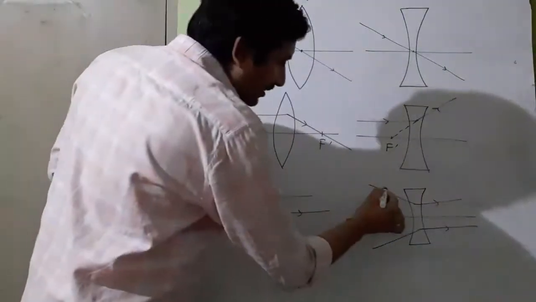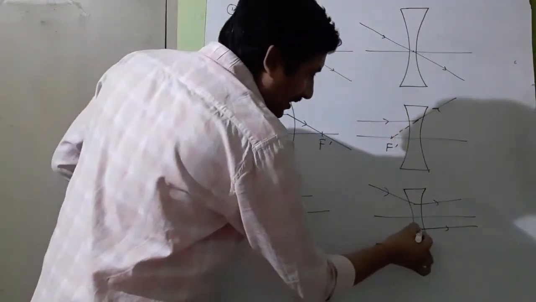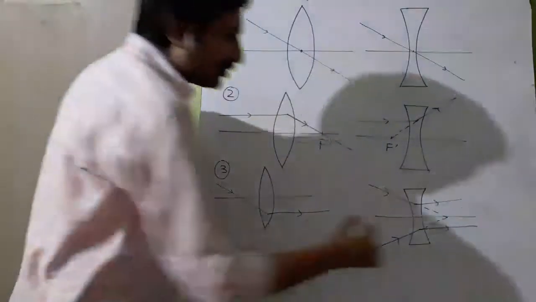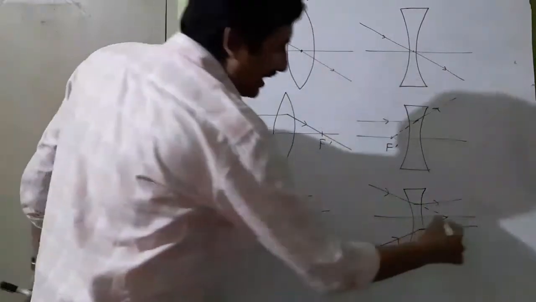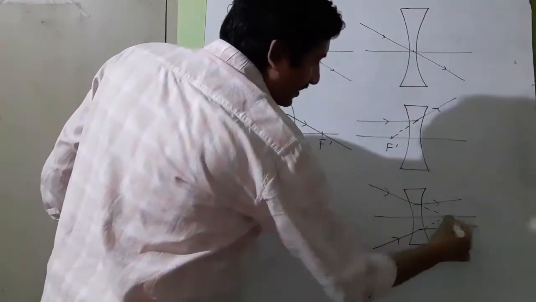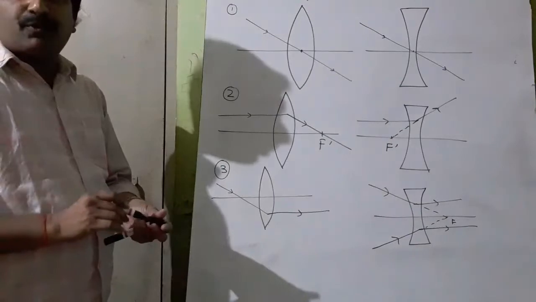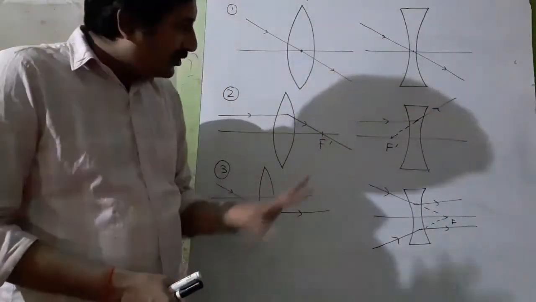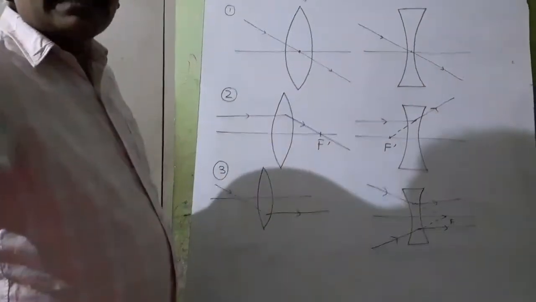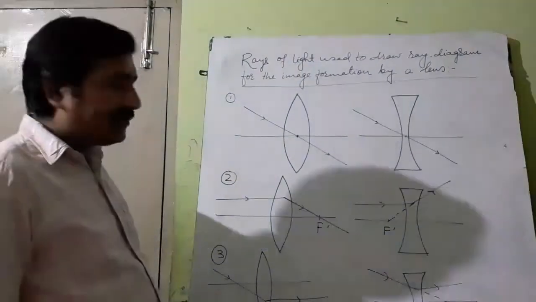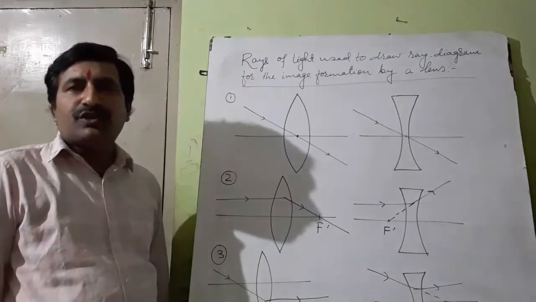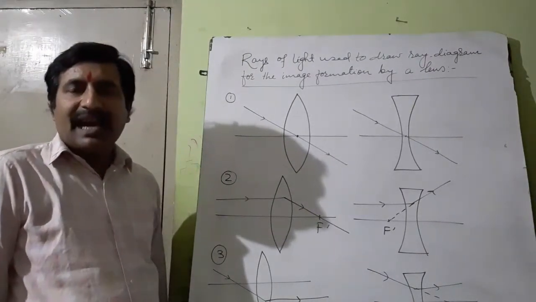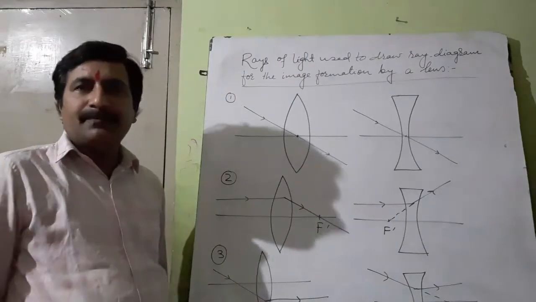You see, these incident rays appear to be incident at this position, which is called focus, but it is not coming from focus. They become parallel to the principal axis. So these three are the main rays of light which can be used to draw the ray diagram for the image formation. I think you have gotten it clearly.